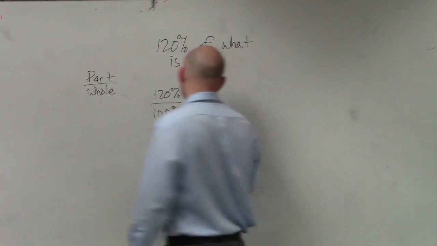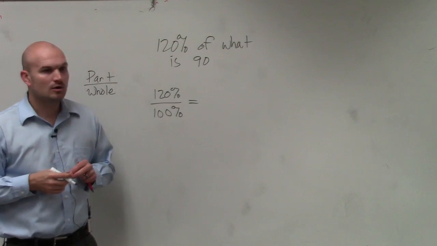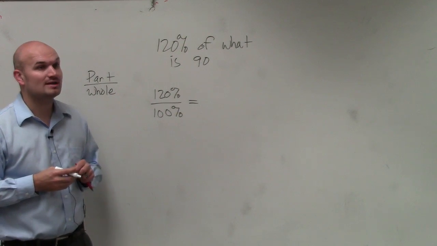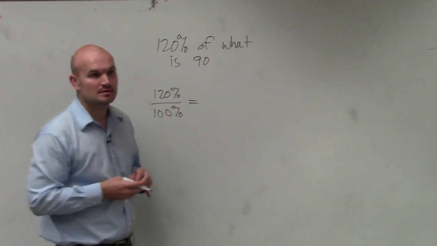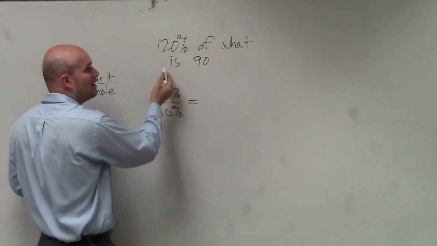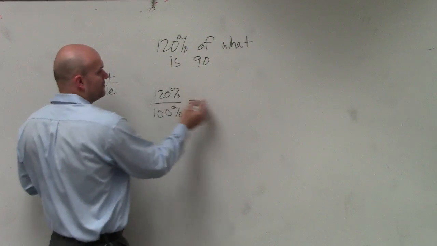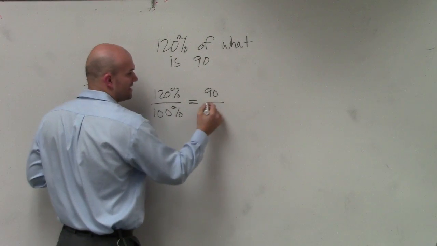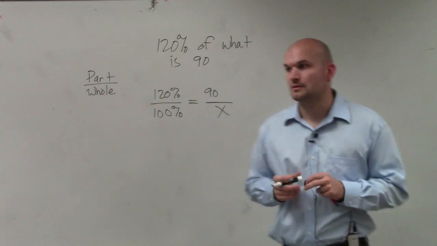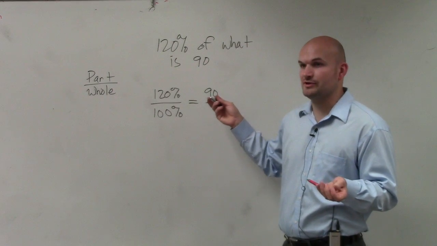Right? So what they're looking for is, which is our 90 going to be, our part or our whole? 120% of what is 90? 90 is going to be our part. Because you're looking at of what is going to be 90. So therefore, that is going to be 90. And then now we need to figure out the x. Okay? Because you want to take 120% of something, and that's going to give you 90.